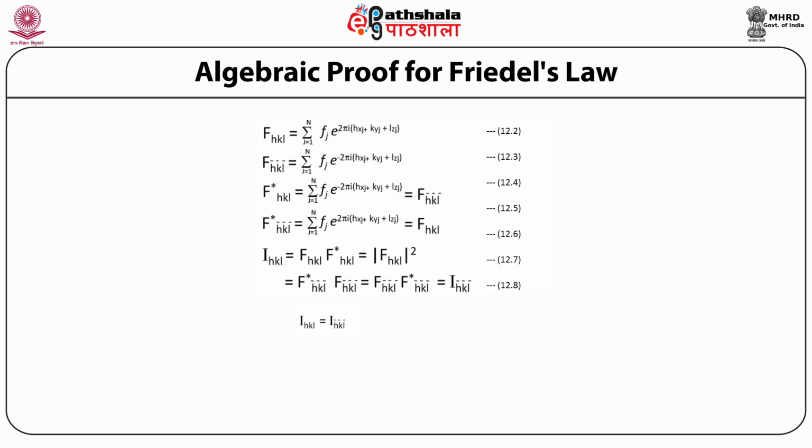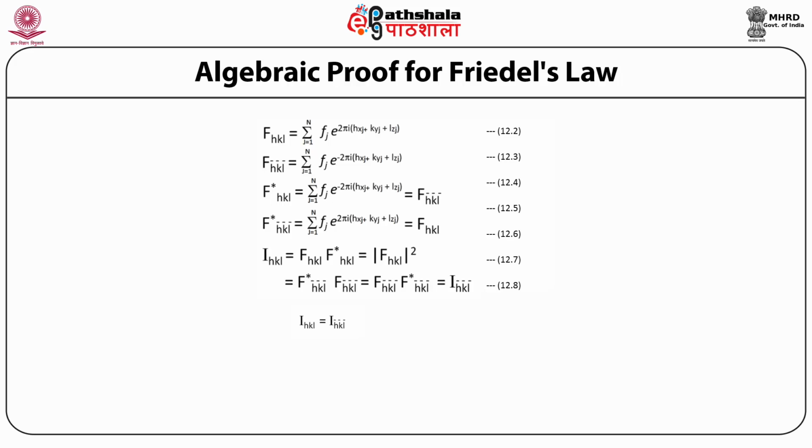Now let us see, what is the intensity of HKL? F of HKL times F star of HKL, which is nothing but the square of the structure factor amplitude, that is, mod F of HKL squared. Now, what is F of HKL? Already we proved that F of HKL equals F star of h bar, k bar, l bar. Also, we have proved that F star of HKL equals F of h bar, k bar, l bar. So now we see I of HKL becoming equal to F star of h bar, k bar, l bar times F of h bar, k bar, l bar, which is nothing but modulus F of h bar, k bar, l bar whole squared, which is called I of h bar, k bar, l bar. So that is the proof.